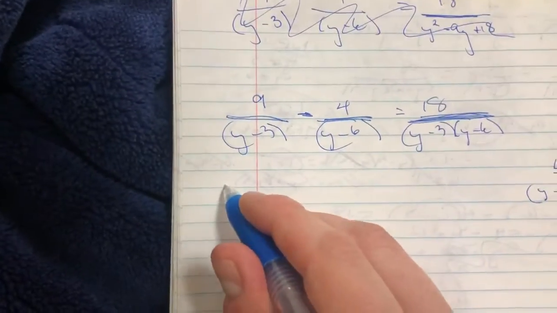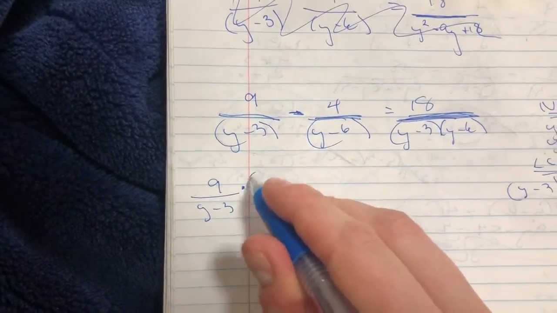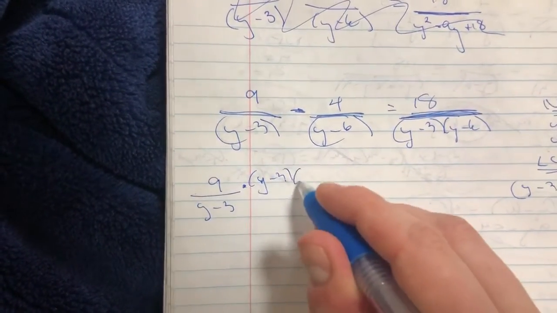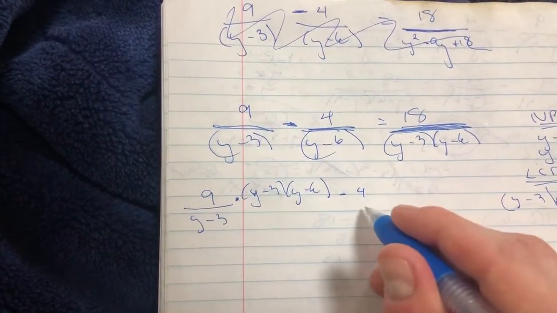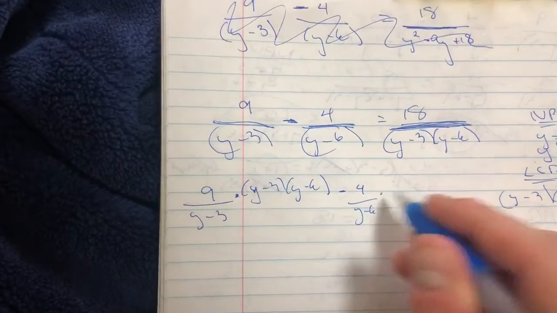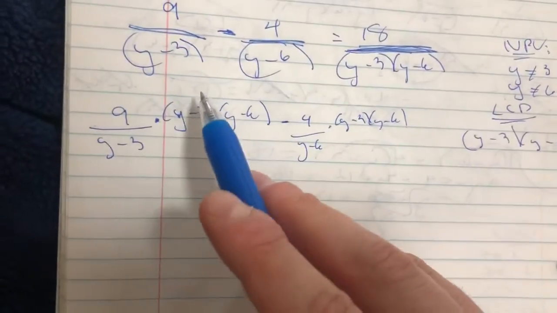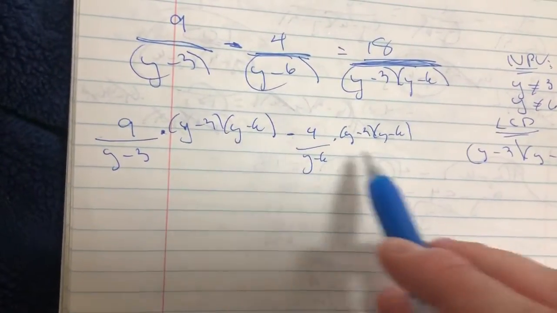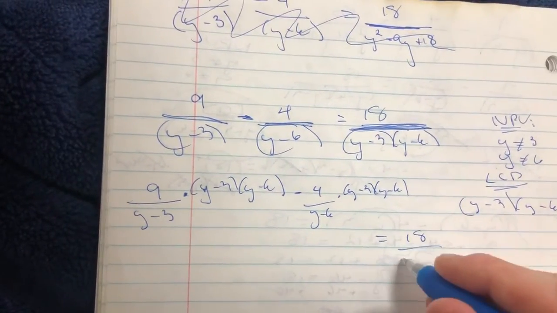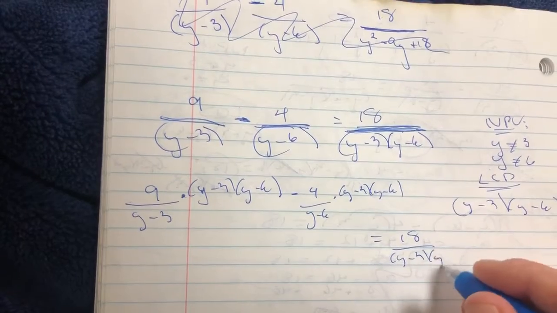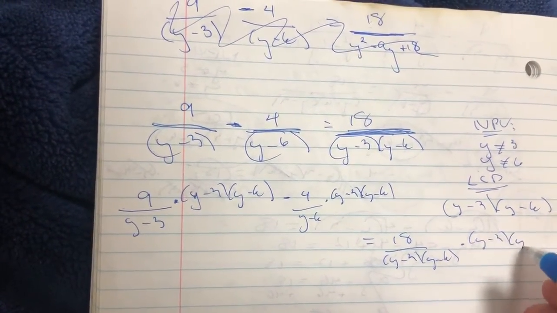Okay, so what are we going to have? We're going to have 9 divided by y minus 3, times y minus 3 times y minus 6, minus 4 over y minus 6, times this y minus 3 times y minus 6. You can see why sometimes I would prefer writing LCD just because it doesn't take up a whole lot of space. And this must be equal to 18 over y minus 3 times y minus 6, times our lowest common denominator, y minus 3 times y minus 6.